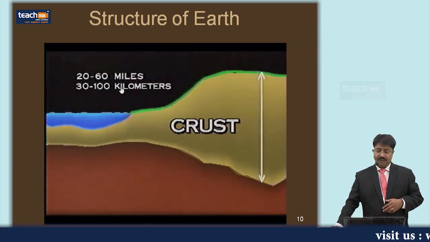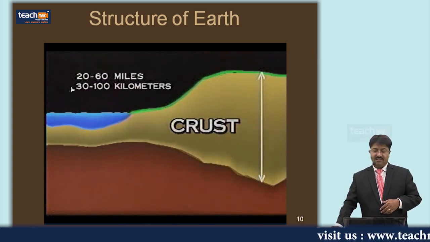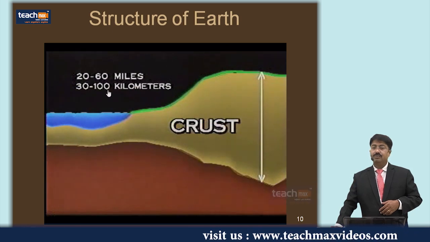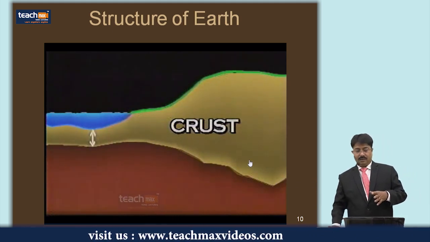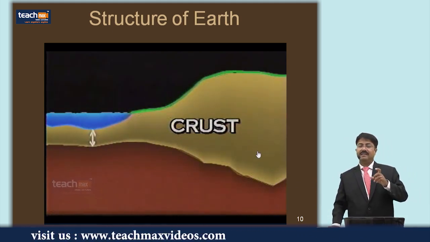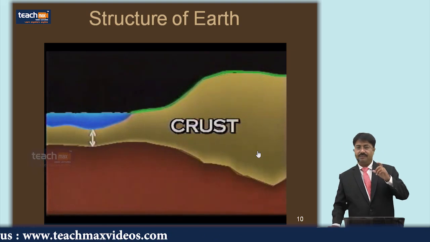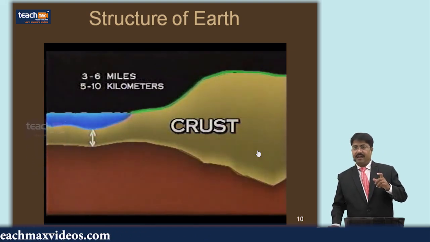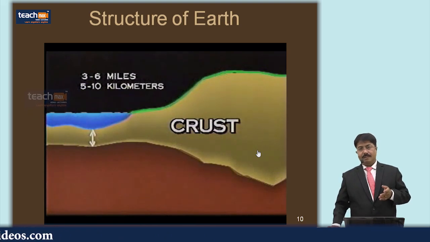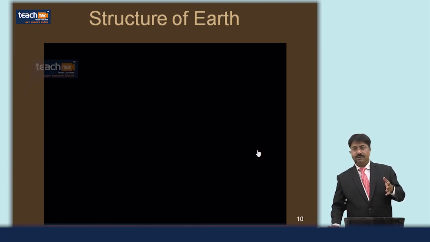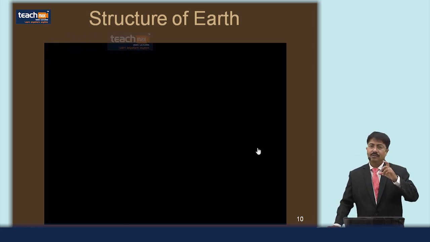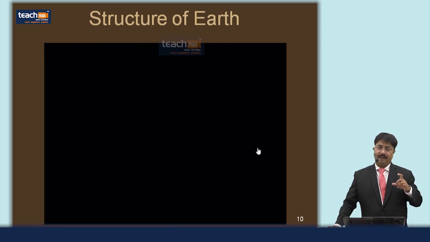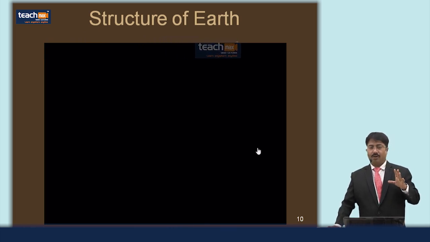Here you can observe the crust, its dimensions defined as 20 to 60 miles, or 30 to 100 kilometers of thickness. Japan has a thickness of 5 to 8 kilometers of crust. Whereas Maharashtra has near about 65 to 50 kilometers thick crust. It is a brittle rock.